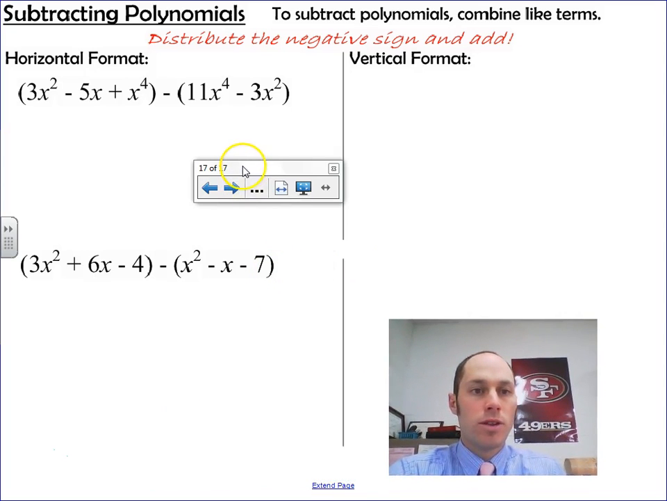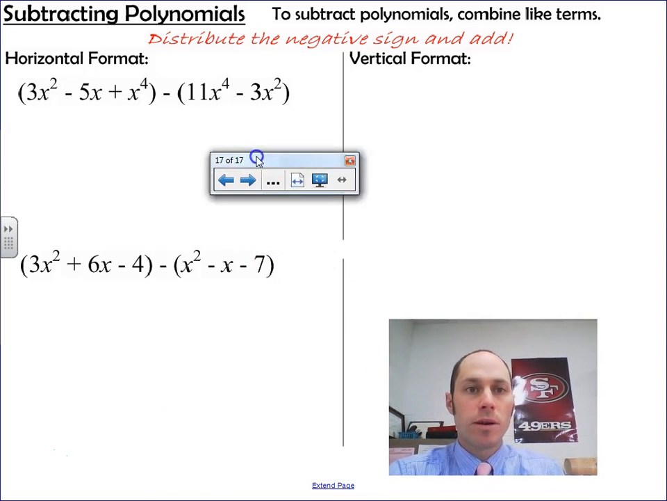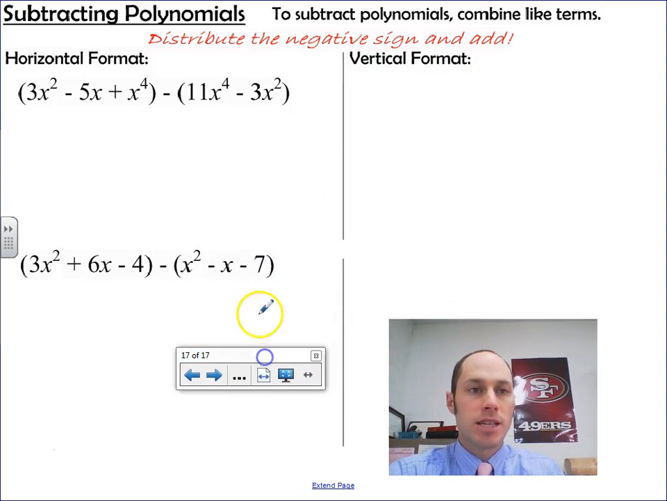Subtracting, if we do that in the horizontal format, we just have to remember to distribute the negative sign. And it's the same as adding. So the first thing we want to do is make sure that we find our largest degree. Squared, first degree, fourth degree, second degree. So start with fourth degree, x to the fourth, minus 11x. So I can either look at this as 1 minus 11, which is negative 10, x to the fourth.